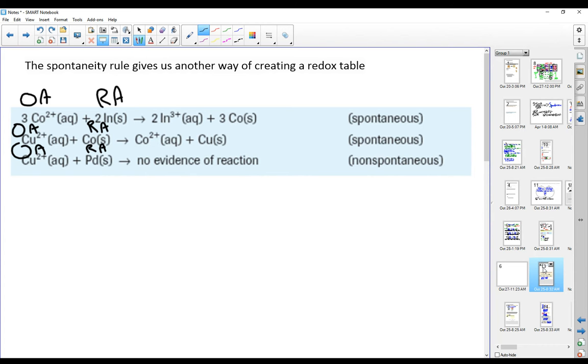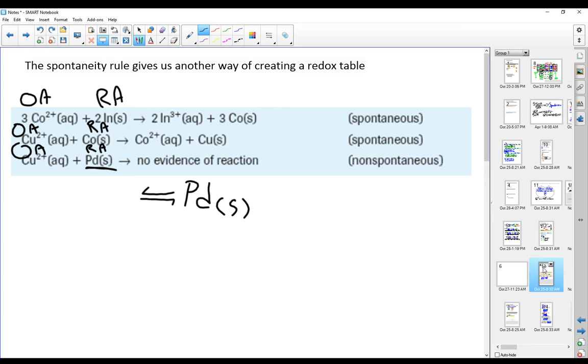Now, the information we can get from this is, let's start with our last one here. When Cu2+ reacted with Pd solid, what we found out is that Pd solid has to be higher as a reducing agent than Cu2+ is as an oxidizing agent. So we know that Pd solid is going to be at the top or very close to the top of our table.